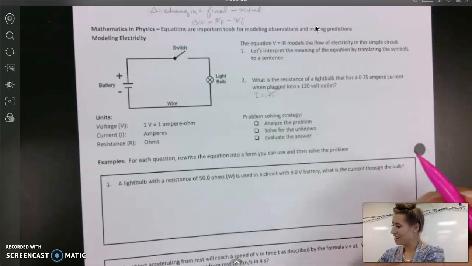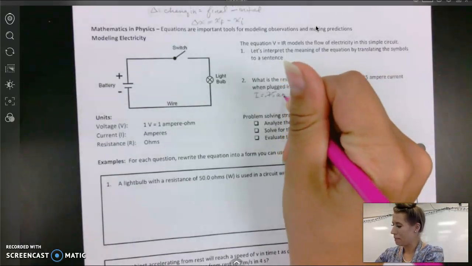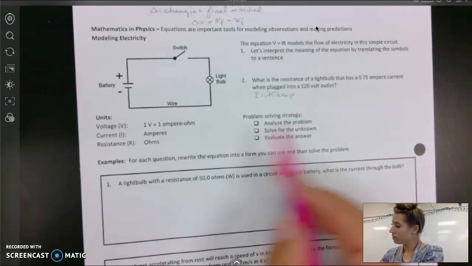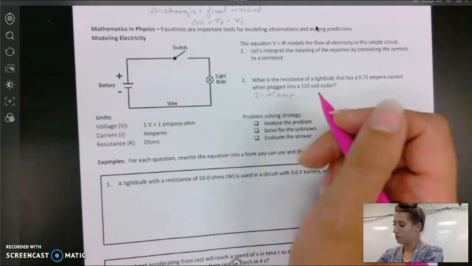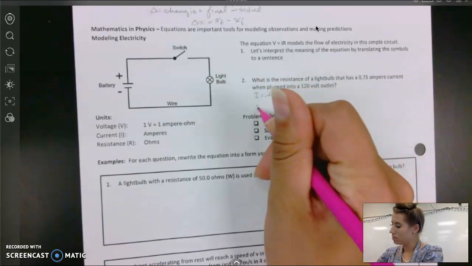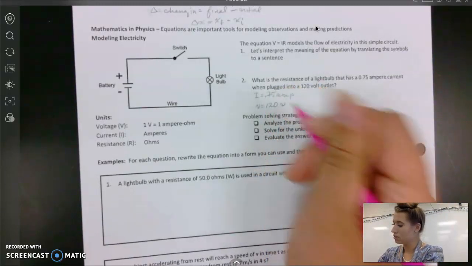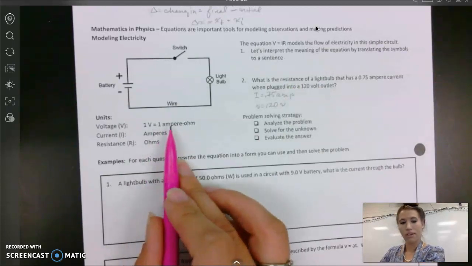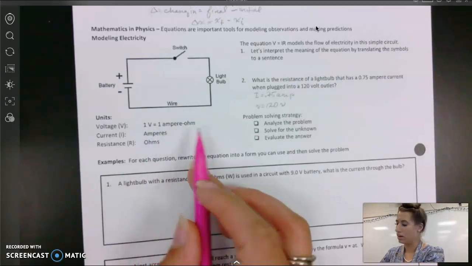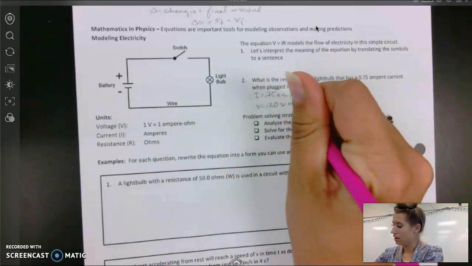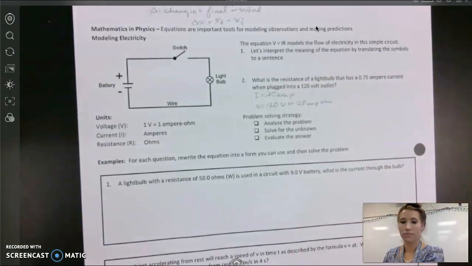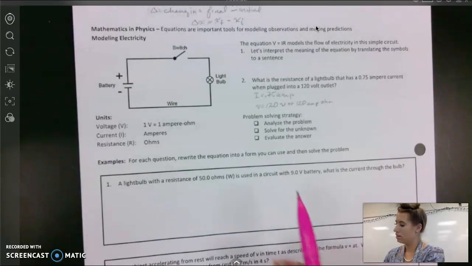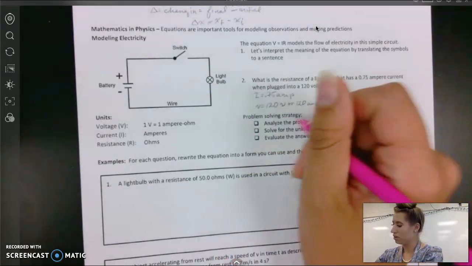So 0.75 amps is our current. And when we plug this in, it's 120 volts. So our voltage is 120 volts, but a volt is the same thing as an amp ohm. So you could also say 120 amp ohms. Right. Now, what's our unknown? What are we solving for? The resistance. So we want to know R.